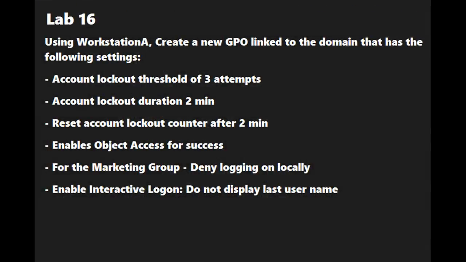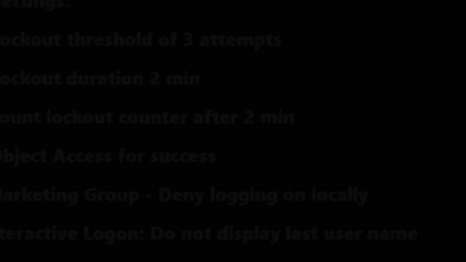For Lab 16, we're going to be using Workstation A to create a new GPO and link it to the domain with the following settings applied: account lockout threshold of 3 attempts, account lockout duration 2 minutes, reset account lockout counter after 2 minutes, enable object access for success. And for the marketing group, we can deny logging on locally, and then we're going to enable interactive login: do not display last username.